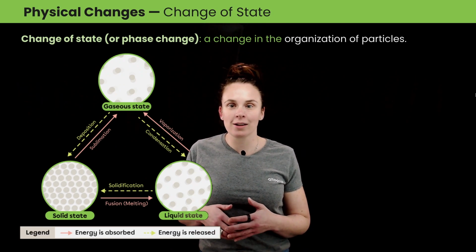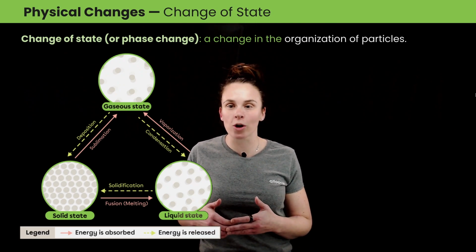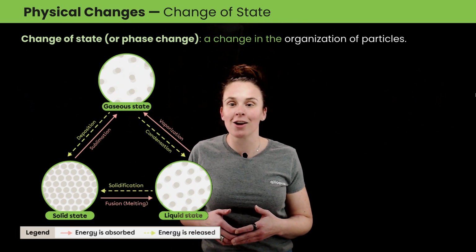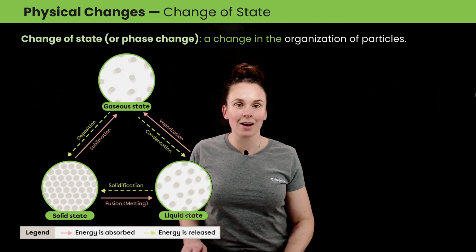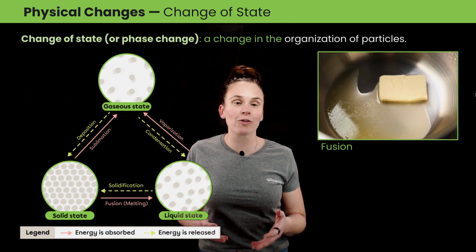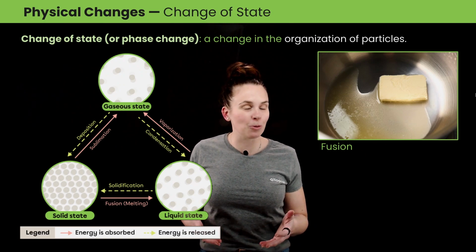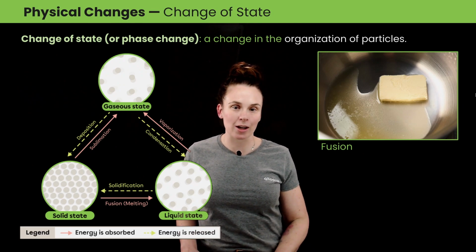So fusion, sublimation, and vaporization all require heat and energy to be absorbed, and solidification, deposition, and condensation require energy to be released. And so if we take an example like butter, and we put butter in a pan, and we put it over heat, the butter is going to go from solid to a liquid state. The butter is still butter, but its state is changing.